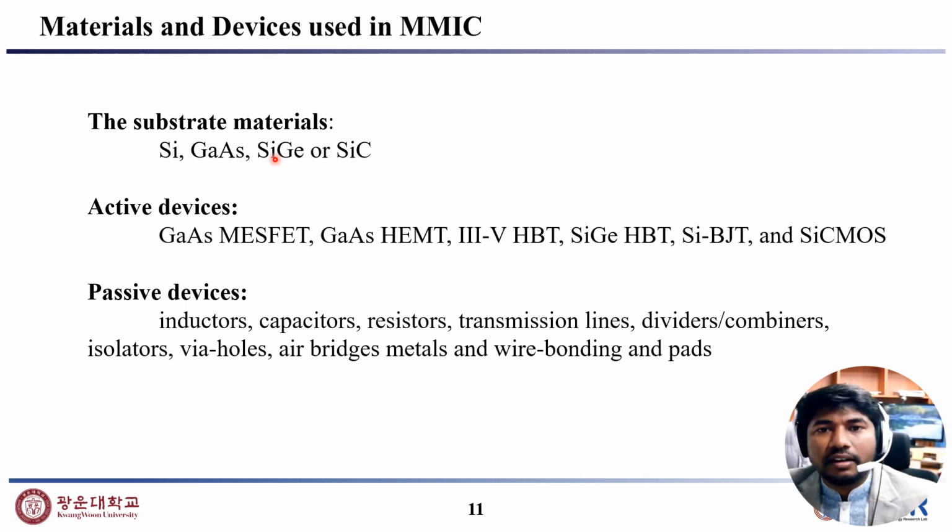And finally, the materials and devices used in MMIC. The material is mainly the substrate material used here: silicon, gallium arsenide, silicon germanium, or silicon carbide. The active devices are gallium arsenide MESFET, gallium arsenide HEMT, III-V HBT, silicon germanium HBT, silicon bipolar junction transistor, and silicon CMOS. In the case of passive devices, these include inductor, capacitor, resistor, transmission line, divider, combiner, isolator, via holes, air bridge, metal and wire bonding, and pads, etc.